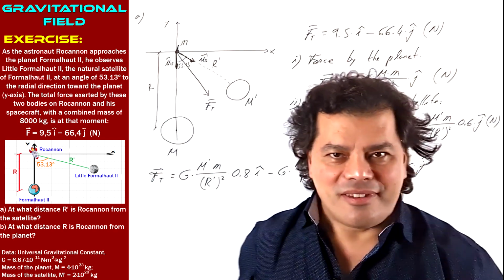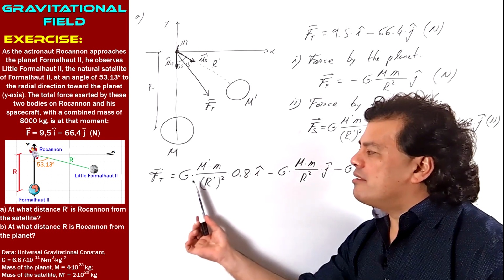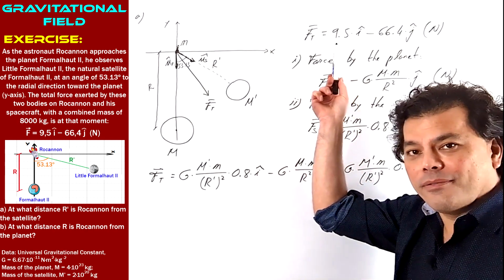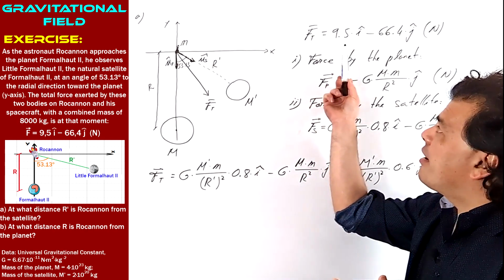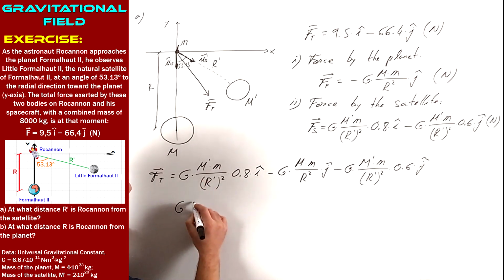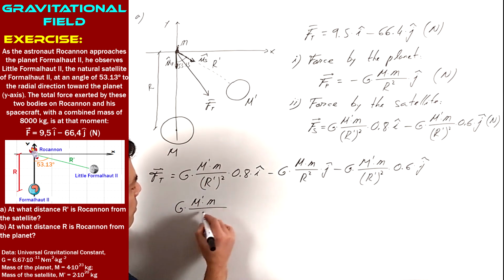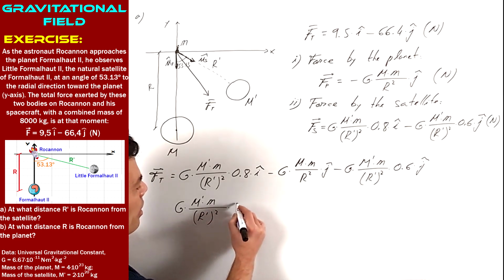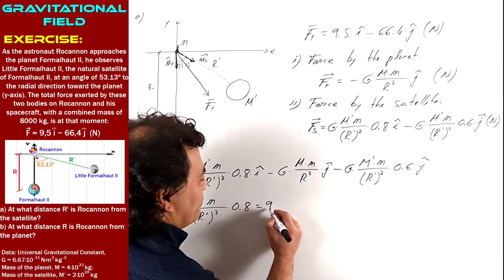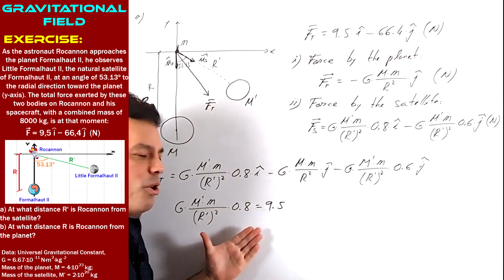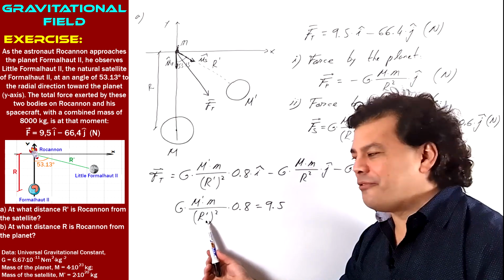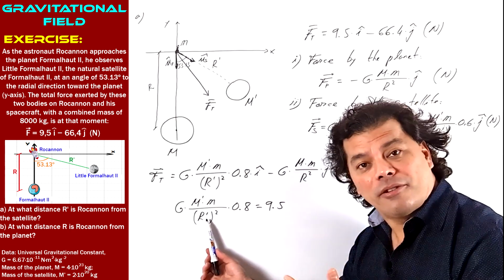And now it's time to consider that we are equating this horizontal component of the total force with 9.5, that is the total horizontal component in the data we're given. G multiplying M prime M divided by R prime squared times 0.8 must be equal to 9.5. And then we can solve the distance to the satellite. Be careful when trying to solve for R prime, as it is in the denominator of this fraction.